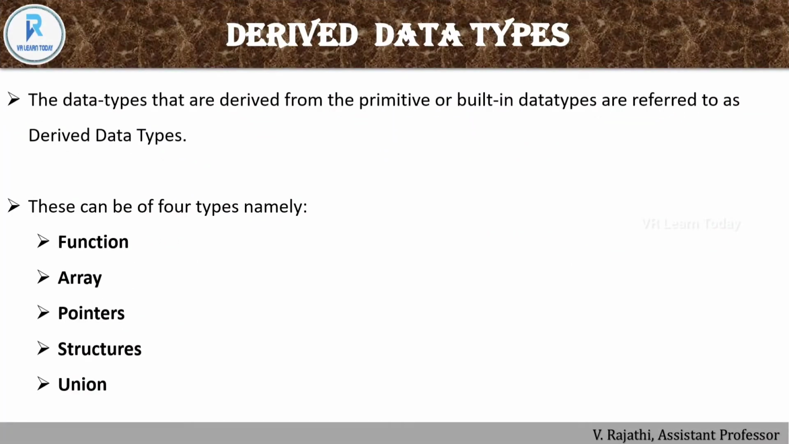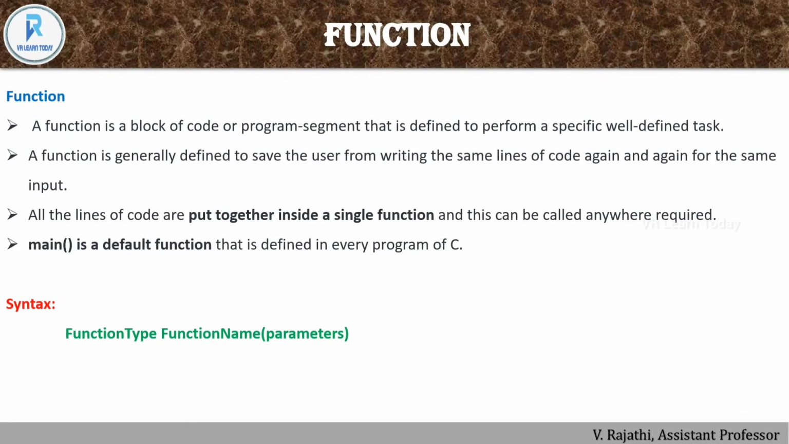So next, derived data type. The data types that are derived from the primitive or built-in data types are referred to as derived data types. So this can be of four types, namely function, array, pointers, structure, and union. And these are called derived data types. So let's see one by one.